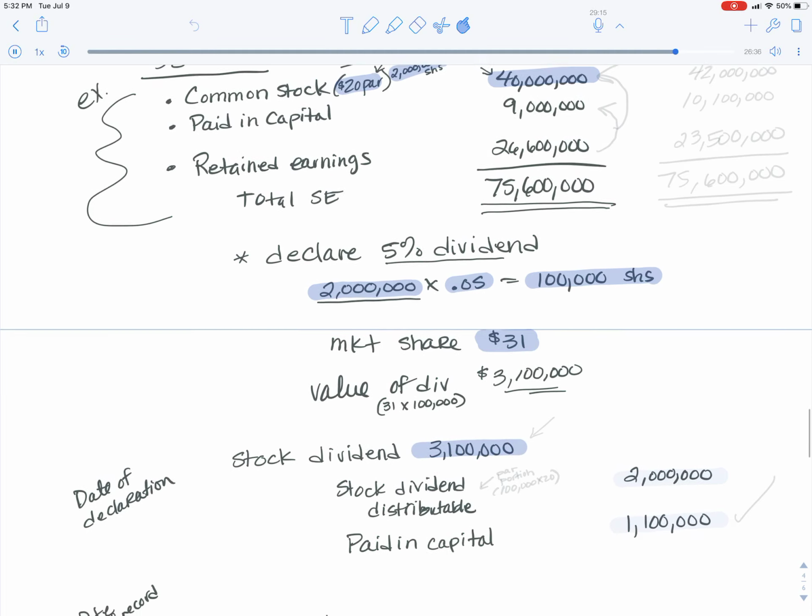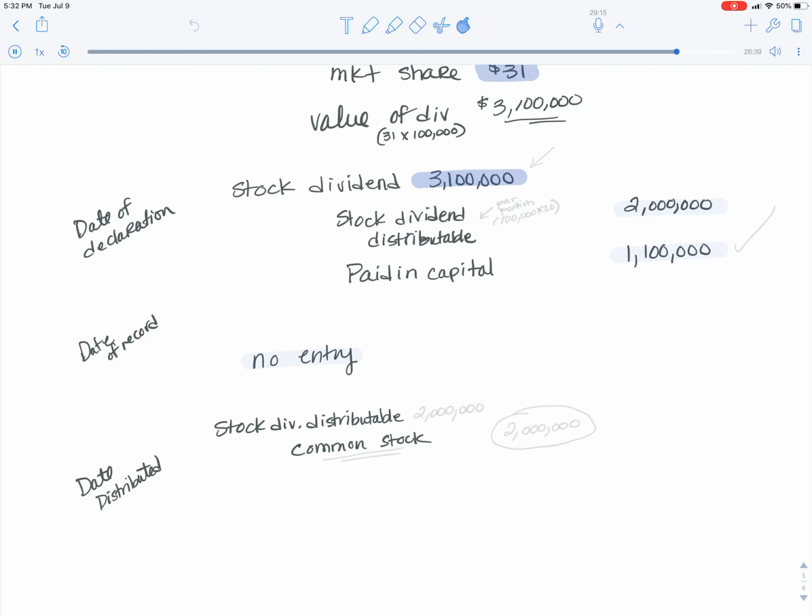So we would debit an account, stock dividend. Since it's not cash, we won't debit cash dividend, we'll debit stock dividend. And we'll put the par portion into an account called stock dividend distributable. So only the par portion is going to go into that. So that's your 2 million. Oops, no, it's 100,000, sorry. 100,000 times the $20 par is the par portion. Anything extra goes into a paid-in capital account.